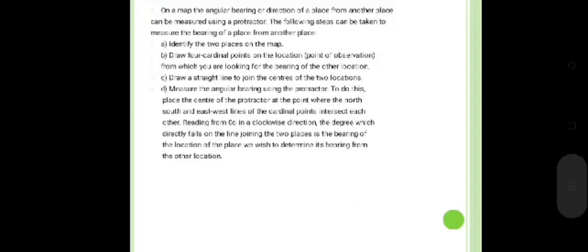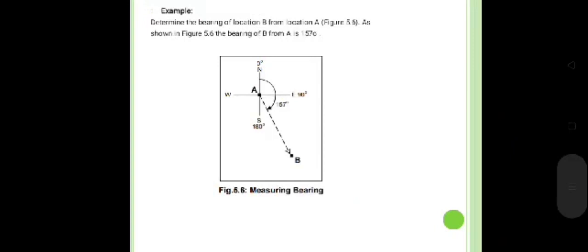Reading from 0 in a clockwise direction, the degree which directly falls on the line joining the two places is the bearing of the location of the place. We wish to determine its bearing from the other location. So, tapat clockwise direction from 0 with the degree which directly falls na joining the two places, bearing of location, para ma-determine ang imo location to another. And this is the example.